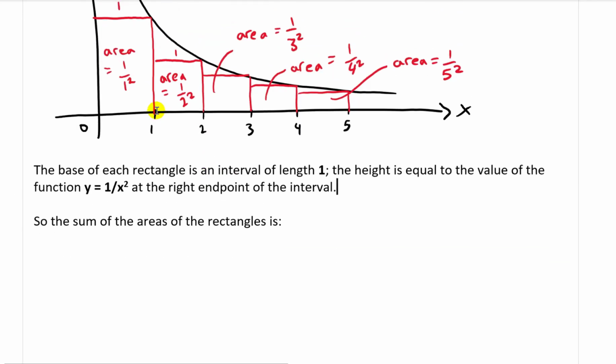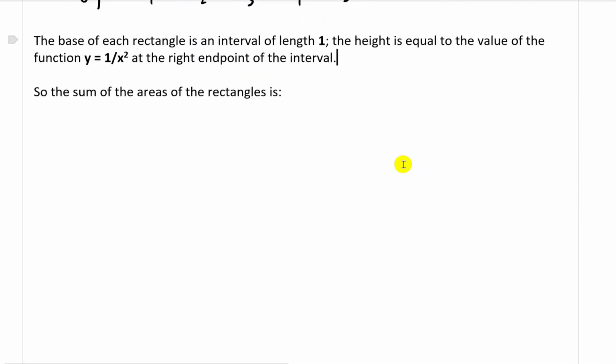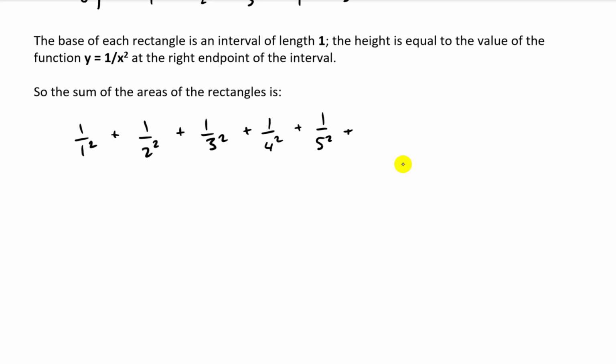So the sum of the areas of the rectangles, if we sum up all those rectangles, is 1 over 1 squared plus 1 over 2 squared plus 1 over 3 squared plus 1 over 4 squared plus 1 over 5 squared, and it keeps going on and on. You can keep going on to infinity. So we get equals to the summation from n equals 1 up to infinity of 1 over n squared.